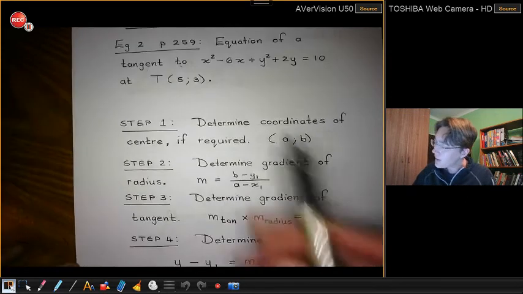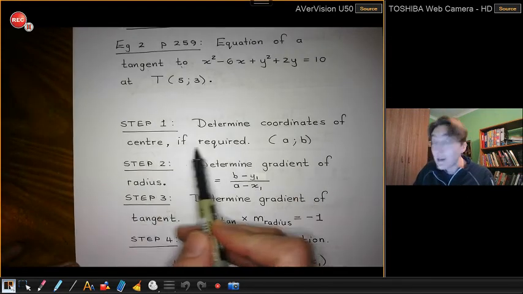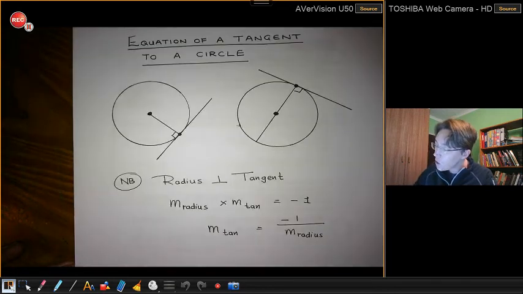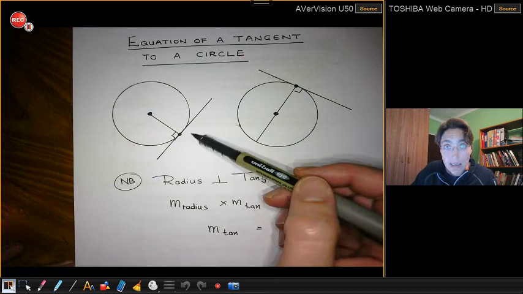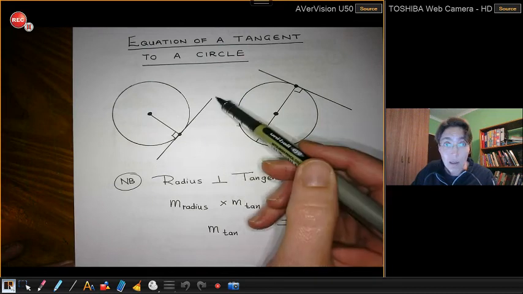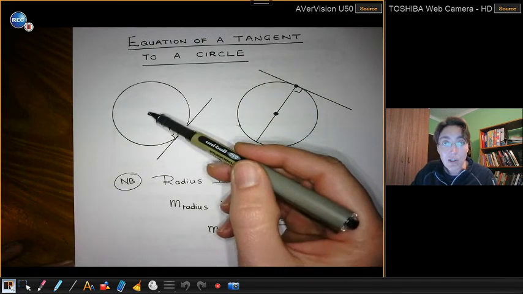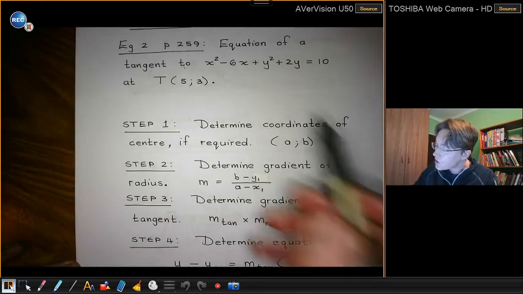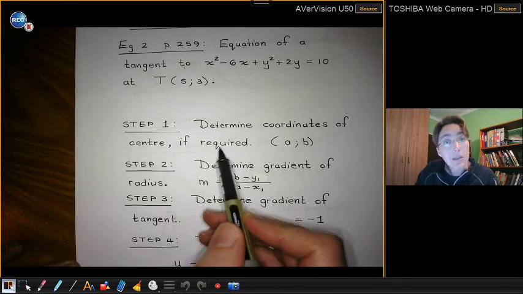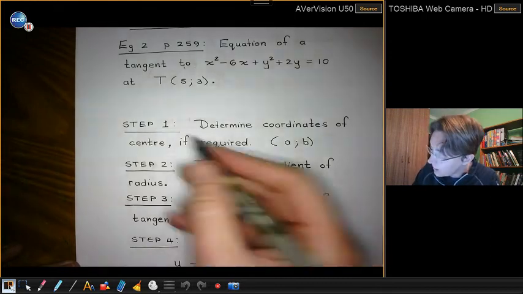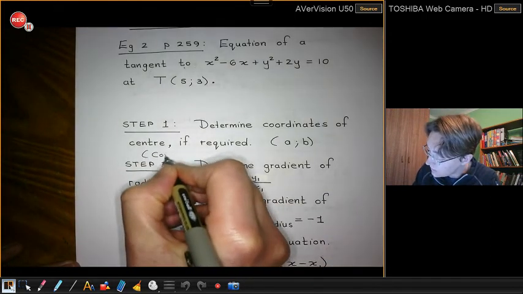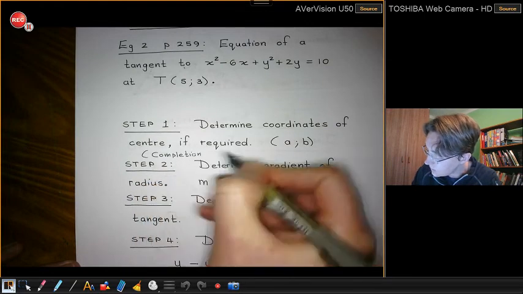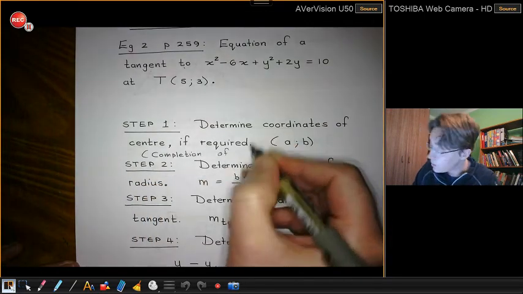The first step, determine the coordinates of the center if required, because as you can see over here, we need to find the equation of the radius before we can find the equation of the tangent. So if we don't know what the center of the circle is, we do need to get the point that is that center of the circle. Now this normally involves completion of the square, like I showed you in the previous video.